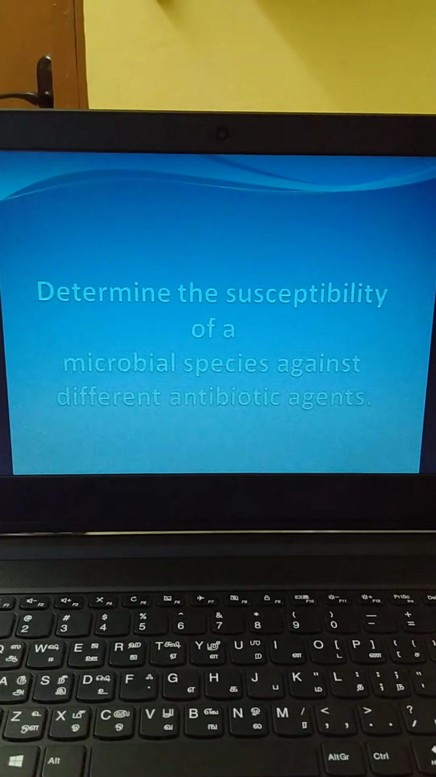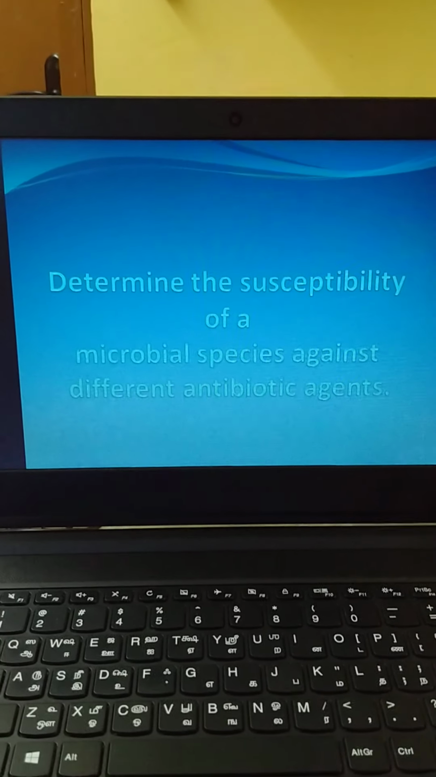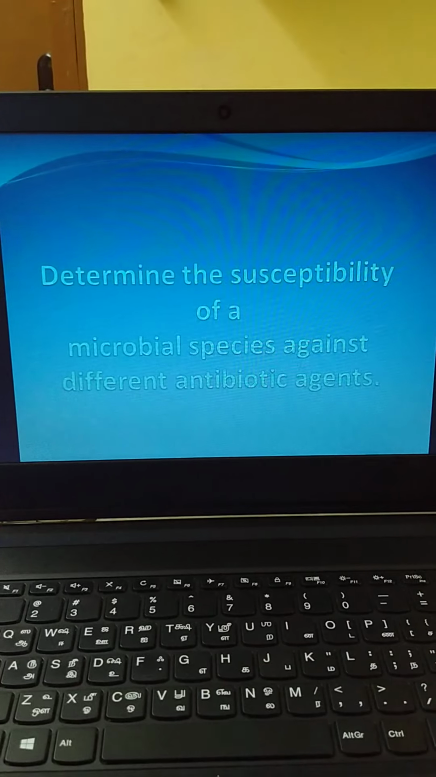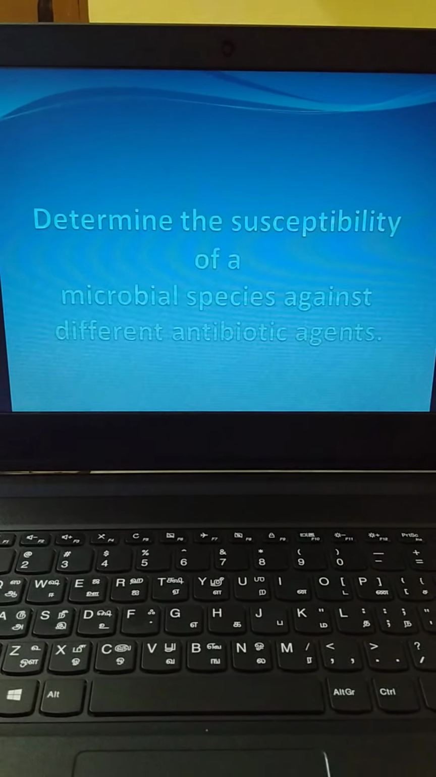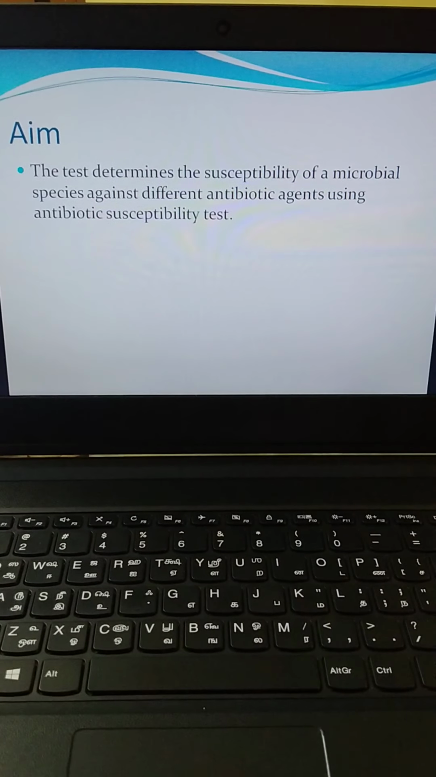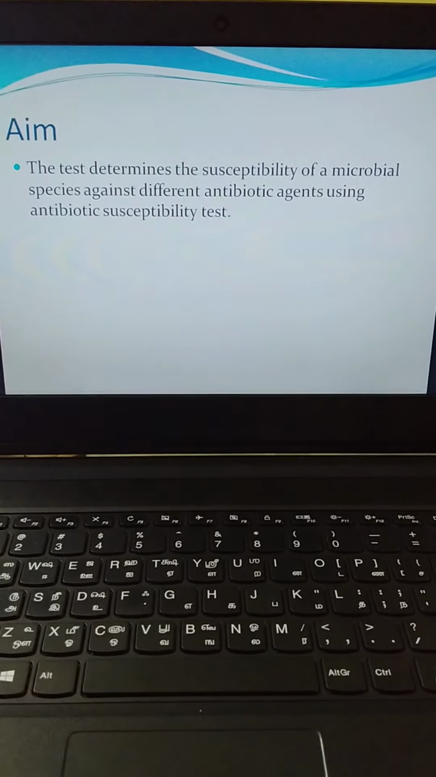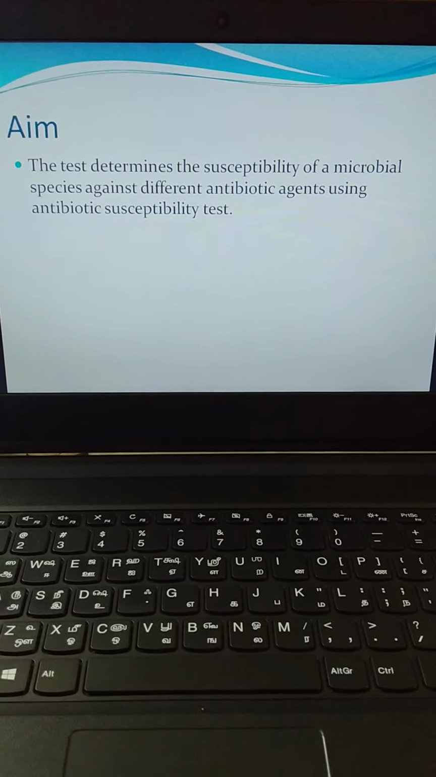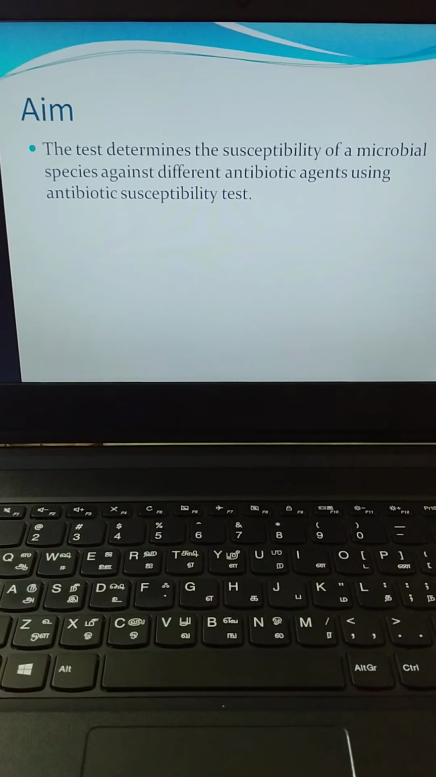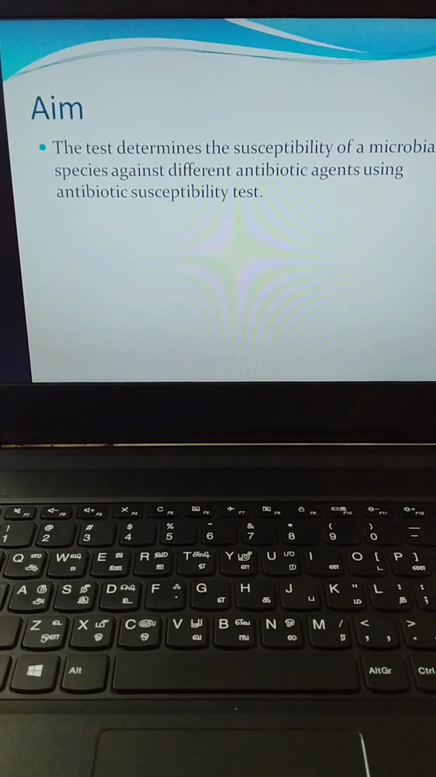Good morning. We are going to see today an experiment in a pathology and microbiology laboratory. We are going to determine the susceptibility of a microbial species against different antibiotic agents. The main aim is this test: determining the susceptibility of a microbial species against different antibiotic agents. The test we are going to make use of is called the antibiotic susceptibility test.